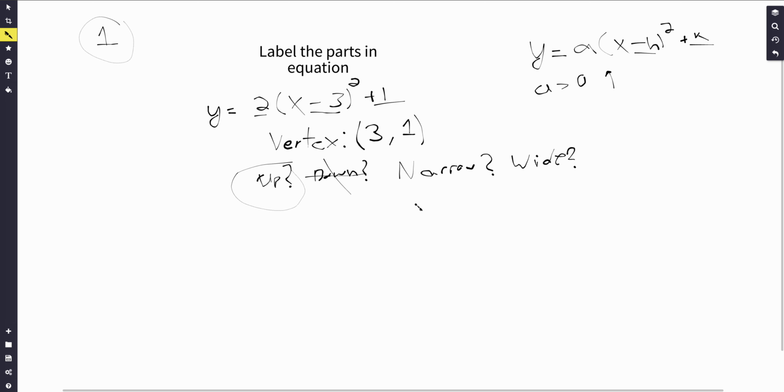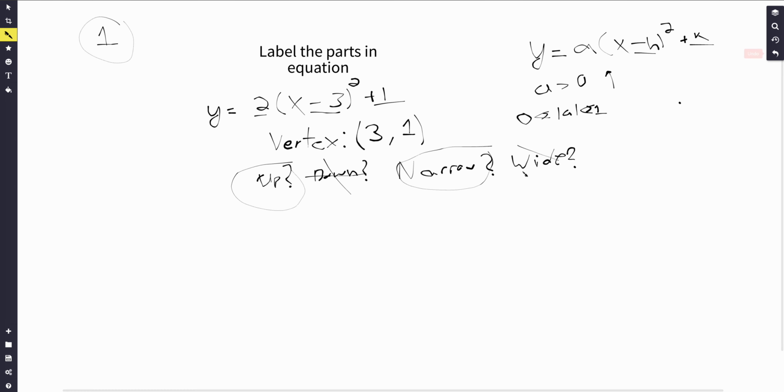So now we have to decide if it's more narrow or more wide. Remember, if it's wide, it has to fit the requirement of being in between 0 and 1. Oh, sorry, let's switch these around. So is it in between 0 and 1? 2 is not in between 0 and 1, so it's not wide, so it'd be considered more narrow. So that's how you guys would do this process.